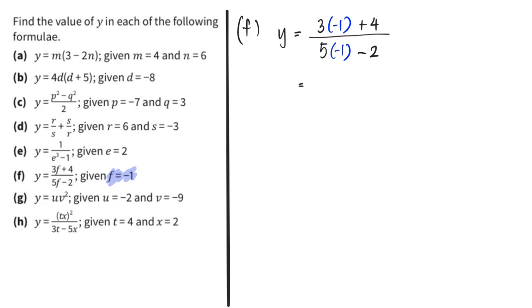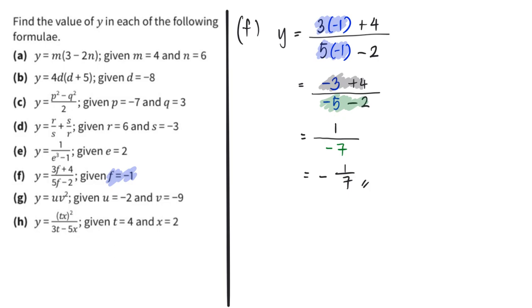So for this, I would then have 3 times negative 1, negative 3, plus 4 over 5 times negative 1 will be negative 5, minus 2. Then we are going to do the numerator and the denominator first. So this will give me positive 1. This will give me negative 7. So the final answer, 1 divided by negative 7, negative 1 over 7.